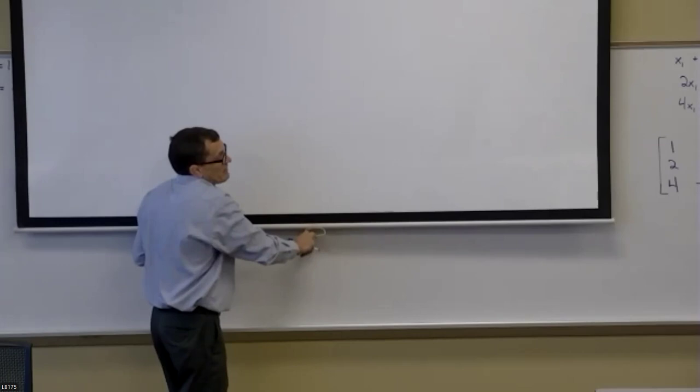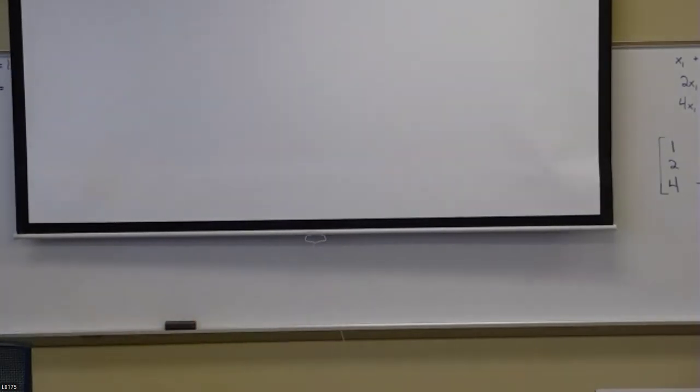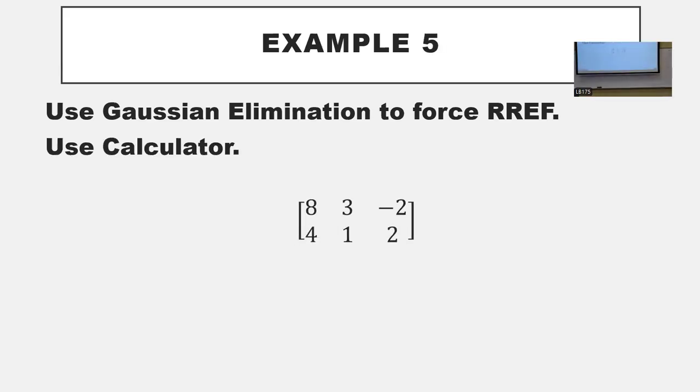Like I said, from here on out, if you want to do row reduced echelon form by hand, you can. But we can do it fairly easily on our calculator as well. So I want you to put in this 2x3 matrix into your calculator.